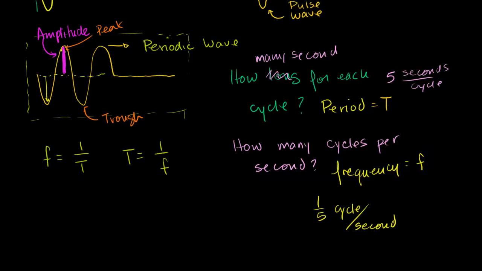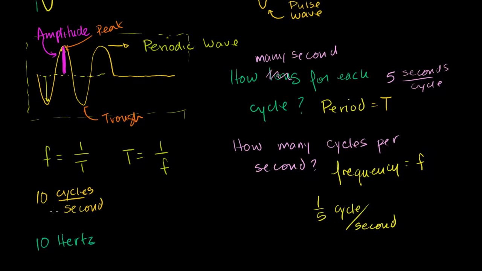So if I told you that I'm vibrating the left end of this rope at, let's say, 10 cycles per second. And by the way, the unit of cycles per second is a hertz, so I could have also written this down as 10 hertz, which you've probably heard before. 10 hertz just means 10 cycles per second.